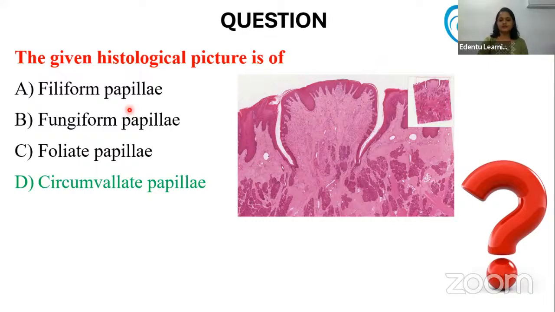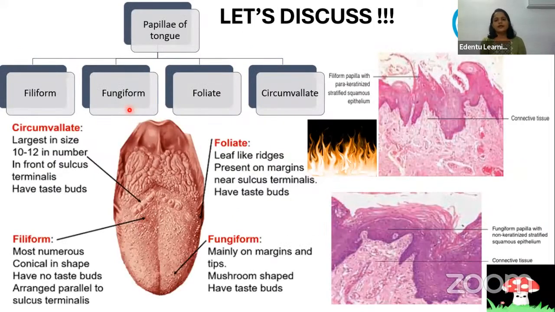I'll tell you why it is circumvallate papillae. The papillae of the tongue can be divided into 4 types, as you all know: filiform papillae, fungiform papillae, foliate papillae, and circumvallate papillae. Filiform papillae are the most abundant form of papillae, and they are conical in shape, and they have no taste buds. They are present in front of the sulcus terminalis. Then at the tip of the tongue, you can see the fungiform papillae, usually mushroom shaped, and they have taste buds. Except filiform papillae, all other papillae have taste buds.